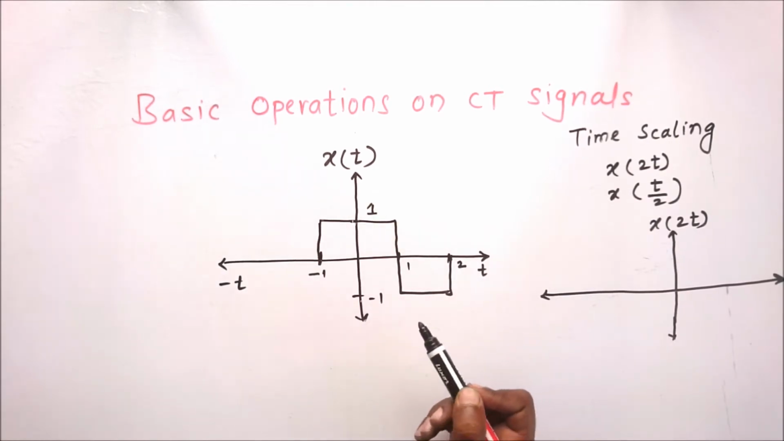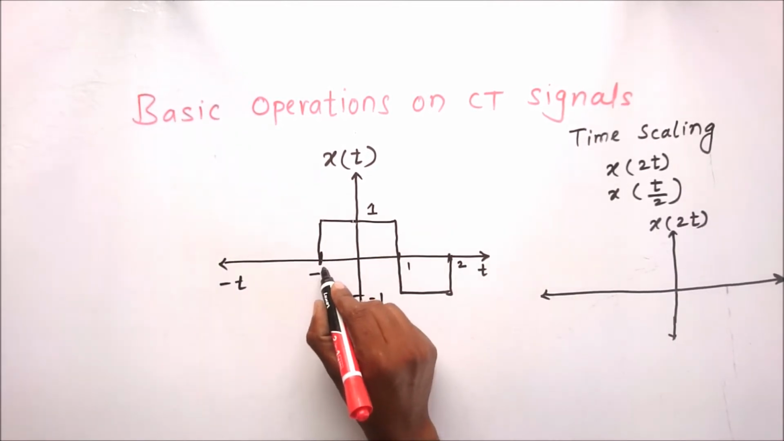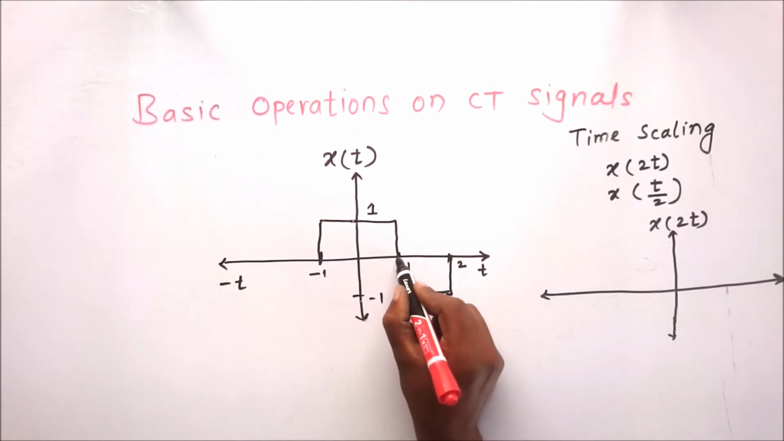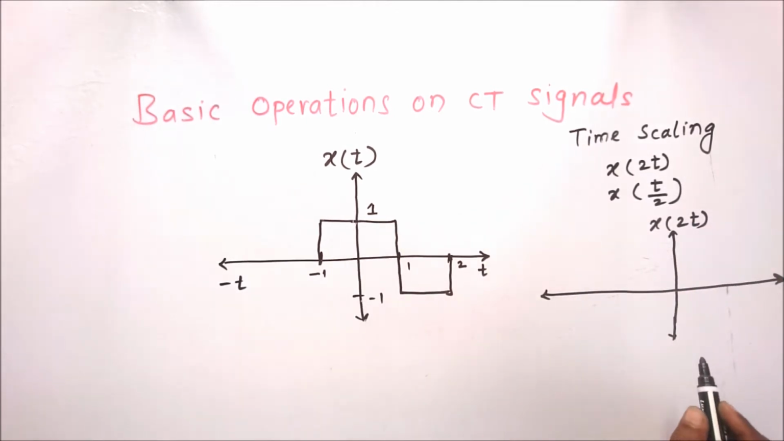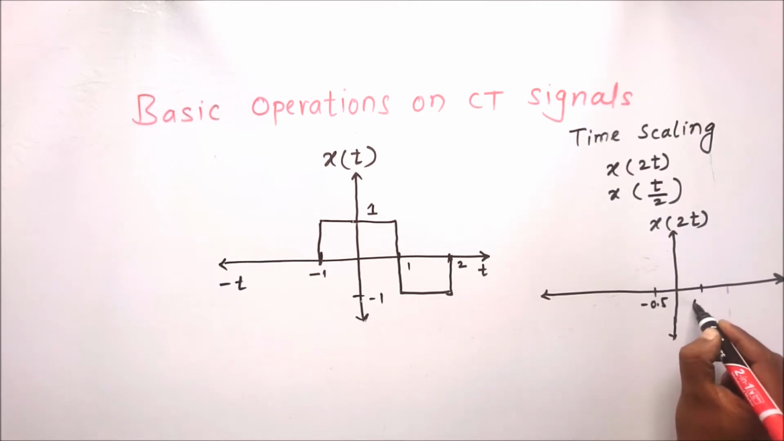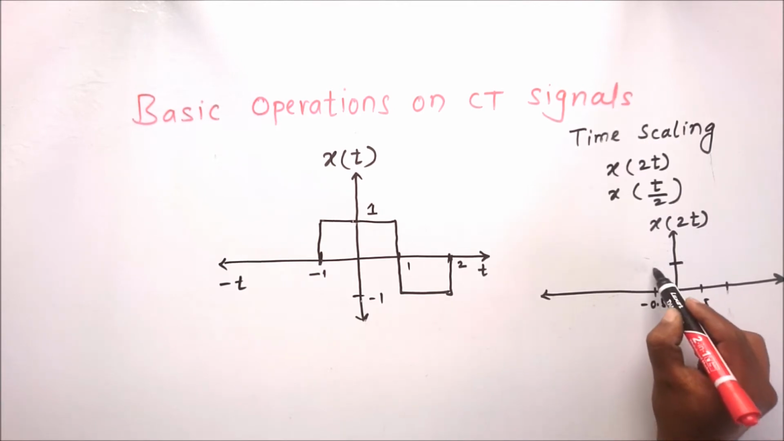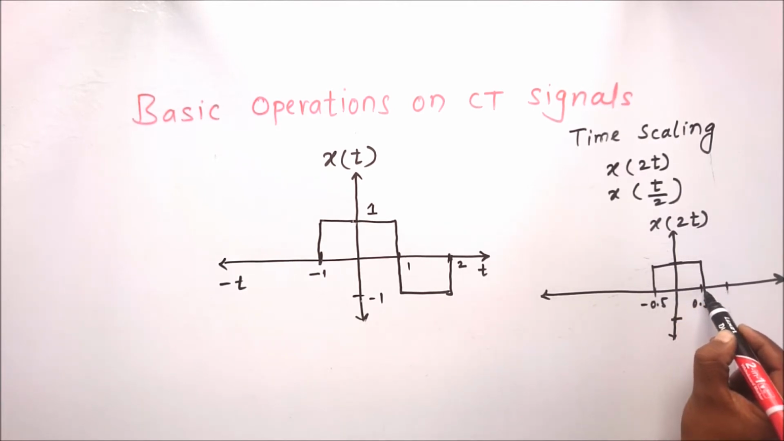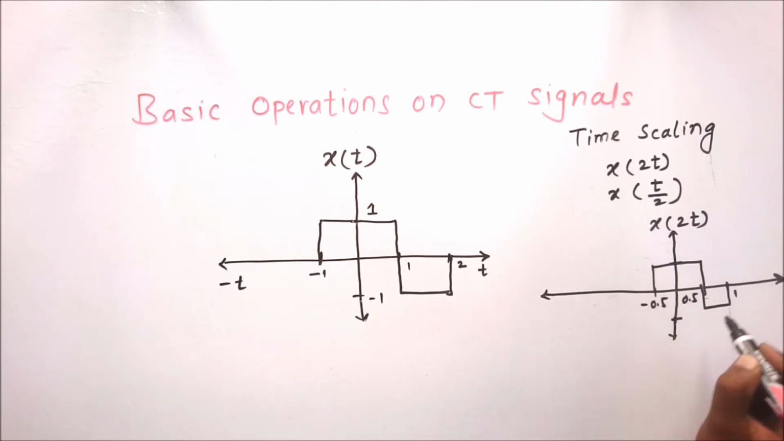Now in this operation, whatever values are on the x-axis, that is values of t, will get compressed. The -1 will go to -0.5, 1 will go to 0.5, 2 will go to 1, as the operation given is 2t. So -0.5, 0.5 and 1. There will not be any change in amplitude. This is the signal.